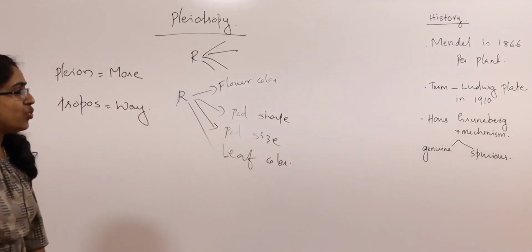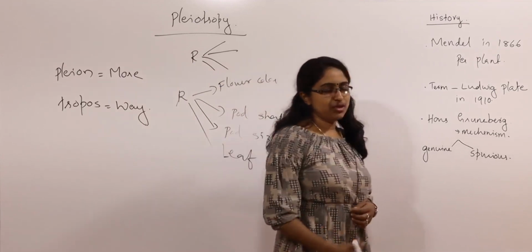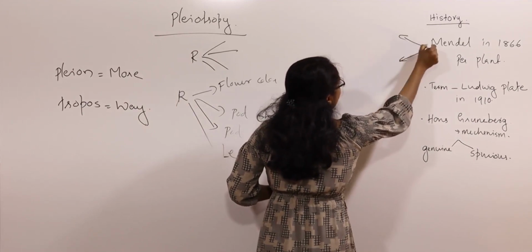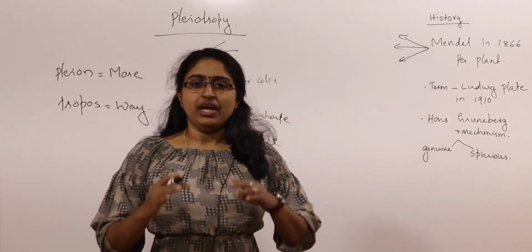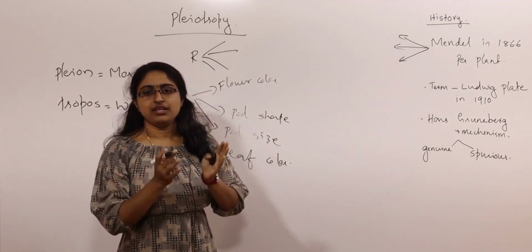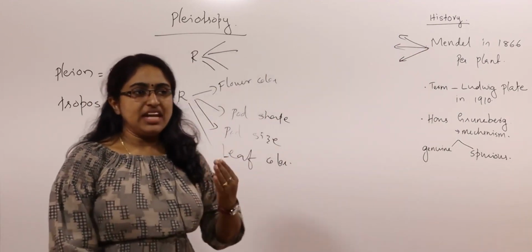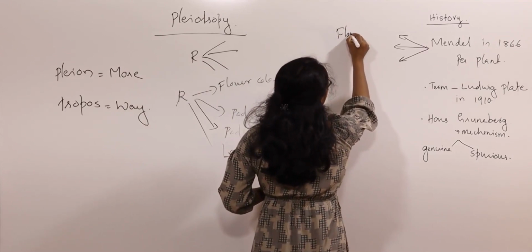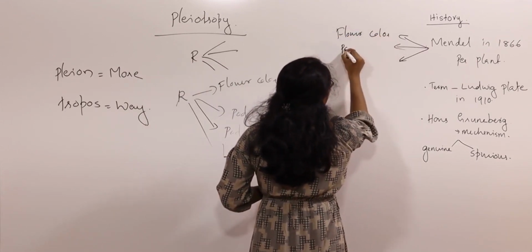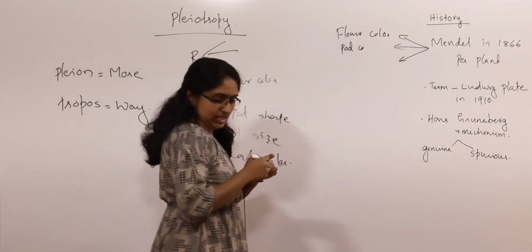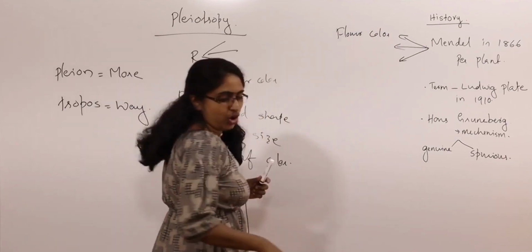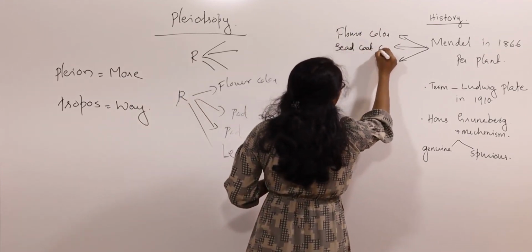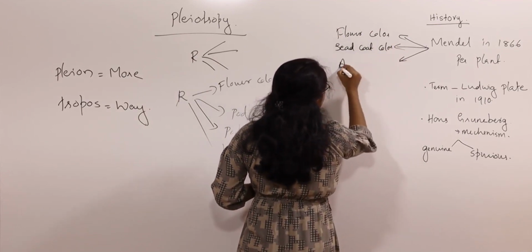Because in 1866, while studying pea plants, Mendel observed three traits in the pea plant. This is the history; now we are discussing the history of pleiotropy. When he did hybridization in pea plants, Mendel observed that three characters, flower color, seed coat color and axial spot, went together.